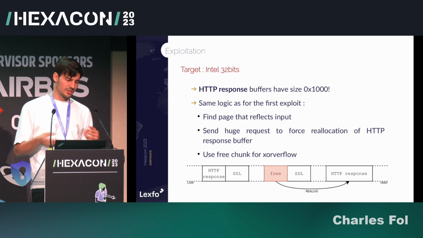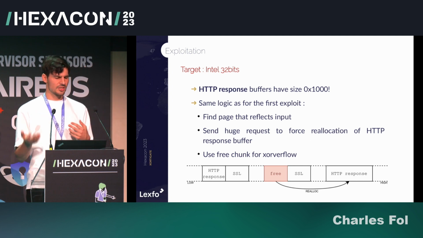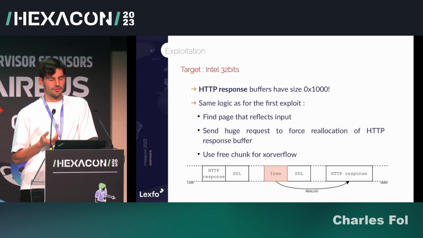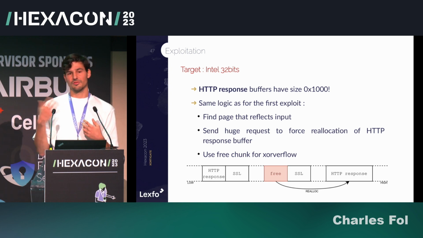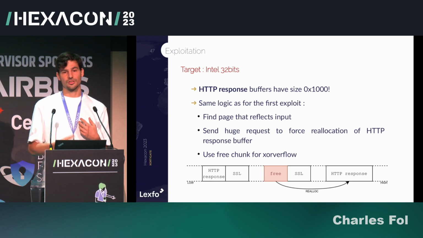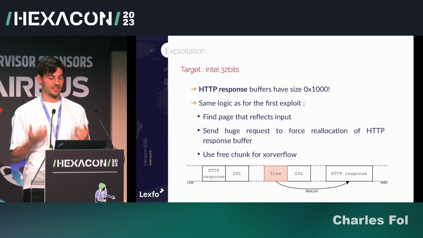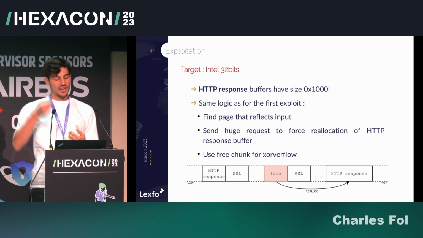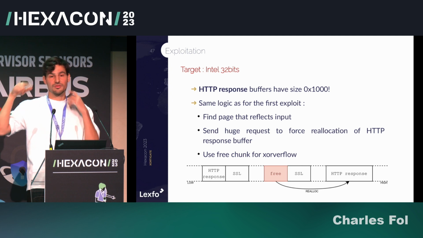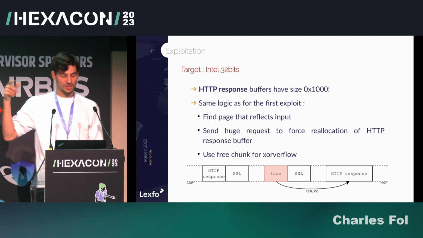And so luckily for me, the Intel 32 bits exploit was pretty similar to the one for Intel 64 bits, because even though the HTTP request buffers don't have the same size as an SSL structure, the HTTP response buffer now has the same size as an SSL structure. And so my heap layout is basically the same. I get an HTTP response followed by an SSL chunk, an HTTP response followed by an SSL chunk, etc., etc., etc.